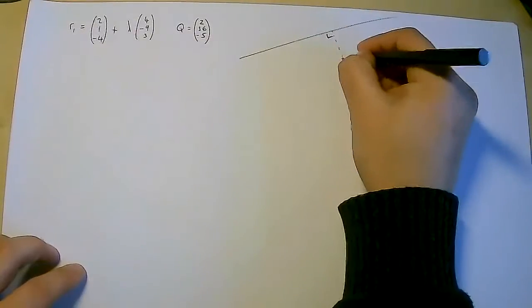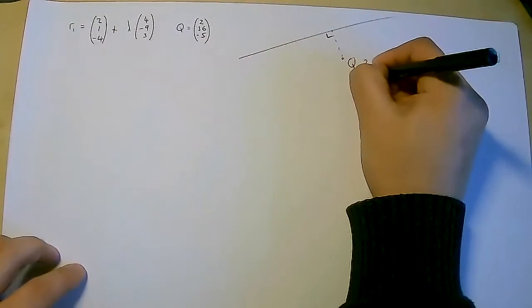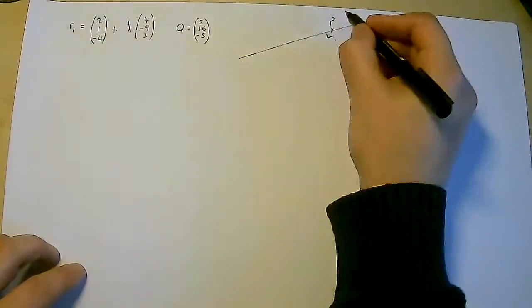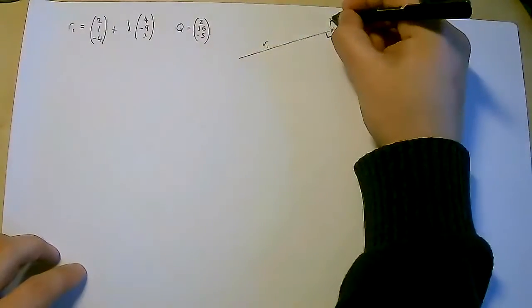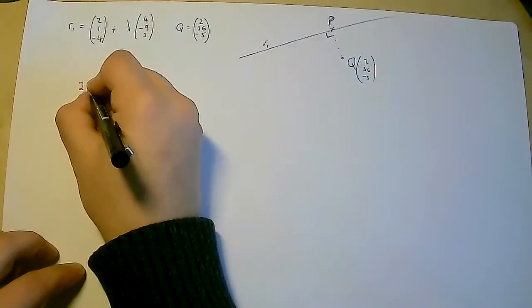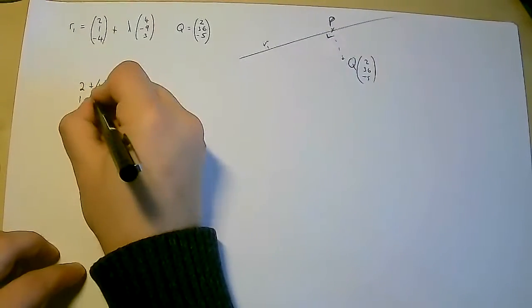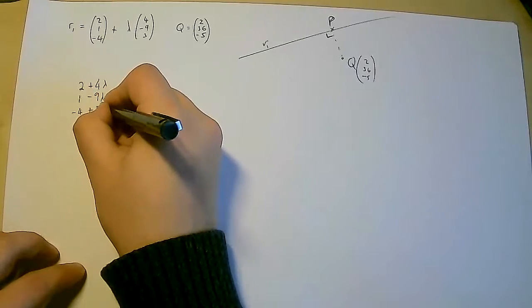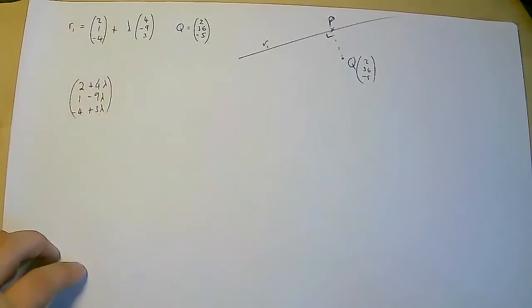So this is Q, this is 2, 3, 6, -5. And this is some point P on R1. Now point P, we have coordinates for actually. It's 2 plus 4 lambda, 1 take 9 lambda, -4 plus 3 lambda. It's just that as a single vector.